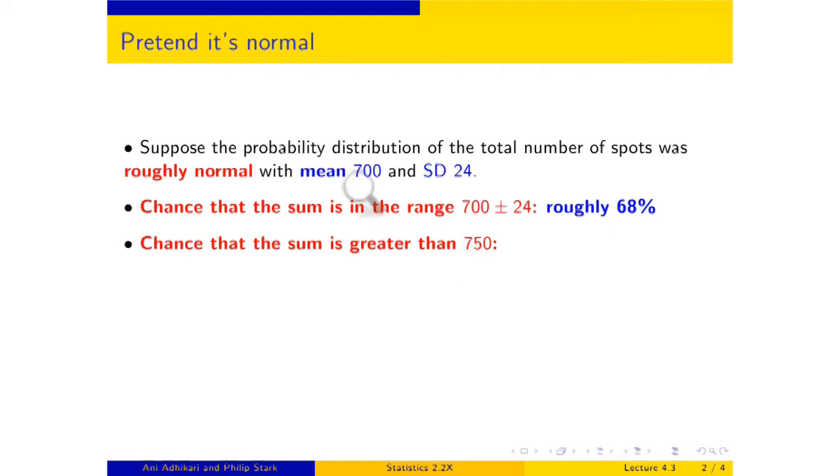So what is the chance that it's greater than 750? Well, you've got a curve that is centered here with this spread. You want the chance that it is greater than 750, so you better convert this 750 to standard units. So you find your z, 750 minus 700 over the measure of spread, and that's 2 and a bit.